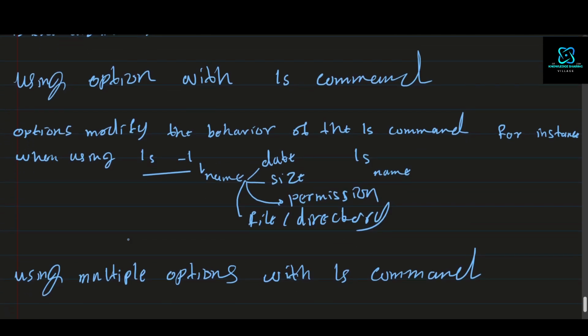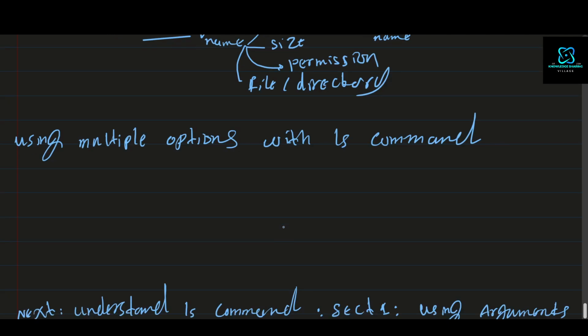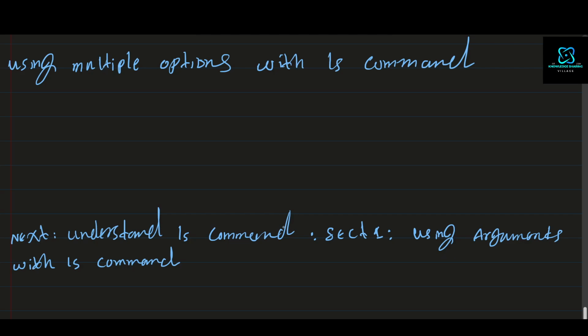Then the topic of the last section will be using multiple options at the same time, simultaneously, with the ls command. This is the last episode in our first section. In the next episode, we will start the second section, and the topic of that will be using arguments with the ls command. We will just use arguments, not options. So that is the topic of the second section.